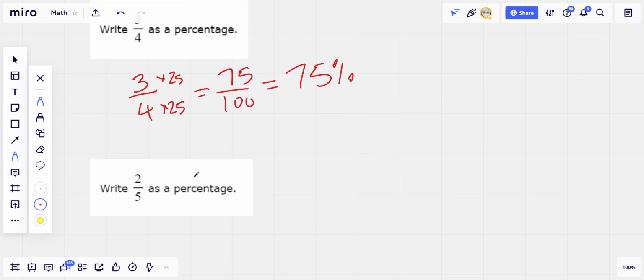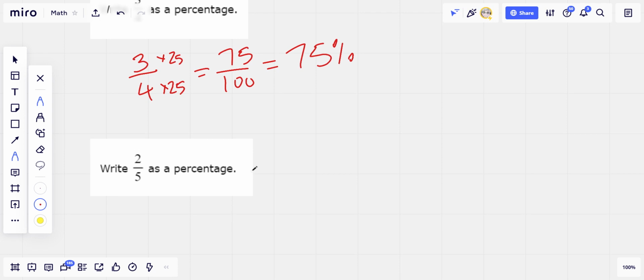Let's try one more. The fifths may at first be a little harder to come to your mind automatically, but it is pretty easy. You multiply 10 by 10 to get 100. 5 is half of 10, so you're actually going to multiply by double what you multiplied the 10 by. So you're going to multiply the 5 by 20. 5 times 20 is 100. And if you multiply the bottom by 20, you've got to multiply the top by 20. So on the bottom, we get 100, our percent. And on the top, 2 times 20, well, that's 40.